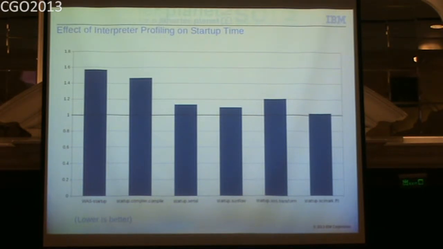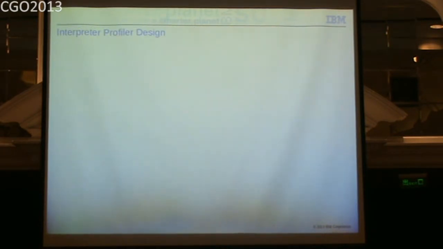And again, compiler.compile suffered significantly with over 40% regression. And for others, the impact wasn't so bad, but a 60% regression in startup time is simply not acceptable for customers. So the rest of the talk is going to be mainly focused on the solutions we've implemented to reduce our startup time problem.